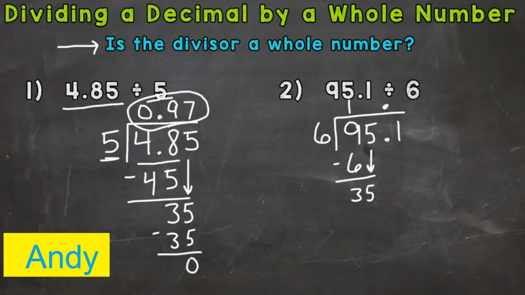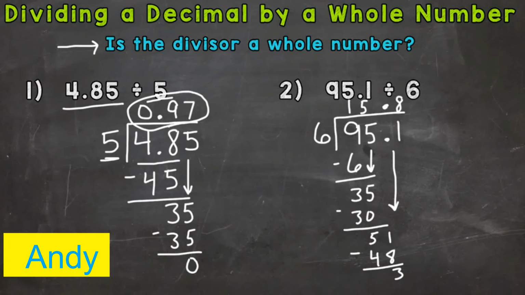Now we have 35 divided by 6. So how many whole groups of 6? Well, 5. That gets us to 30. So 5 times 6 is 30. Subtract, we get 5. And bring down this 1. So now we have 51 divided by 6. How many whole groups of 6 out of 51? Well, 8. That gets us to 48. So 8 times 6 is 48. Subtract, and we get 3.